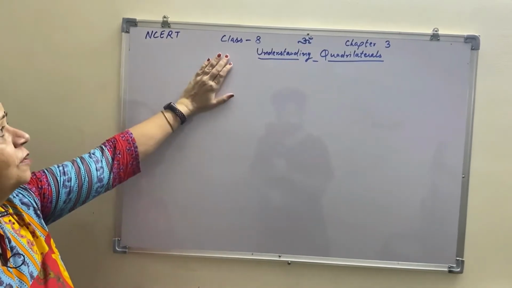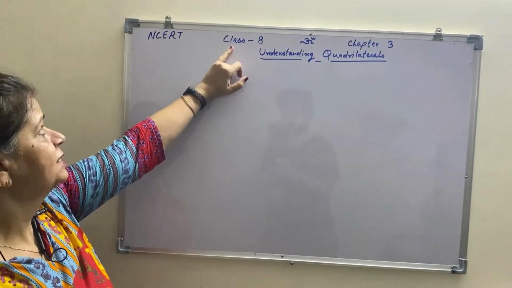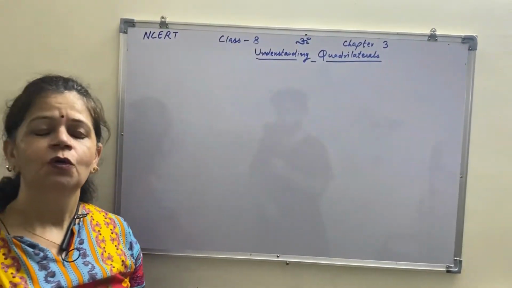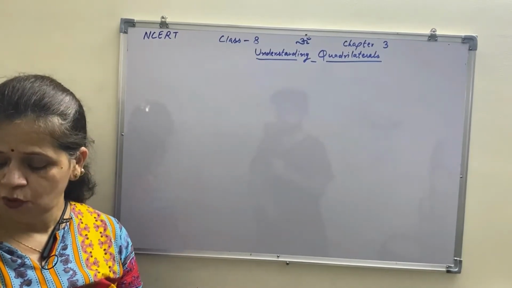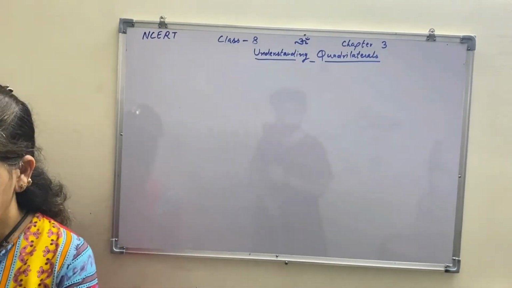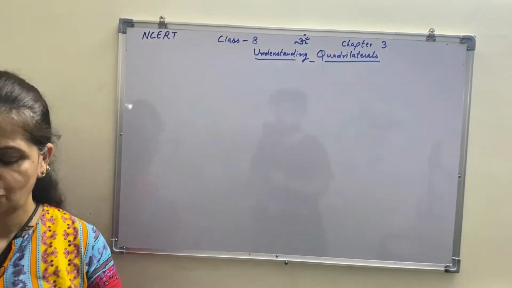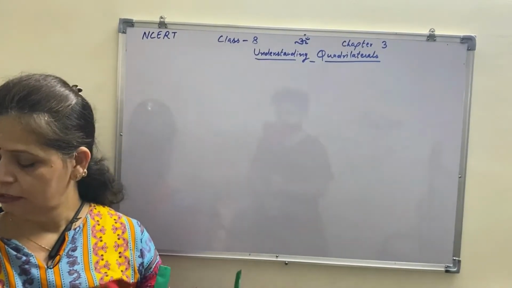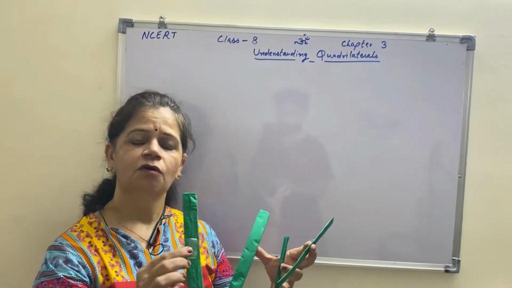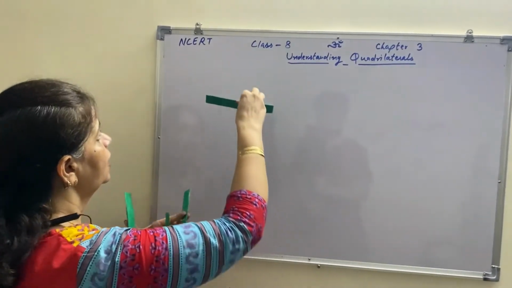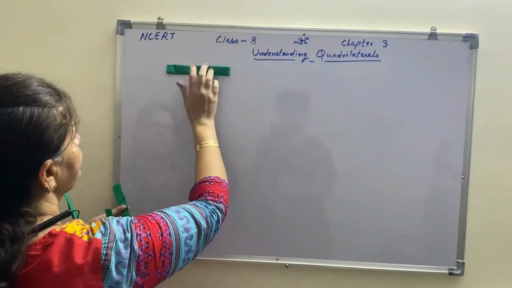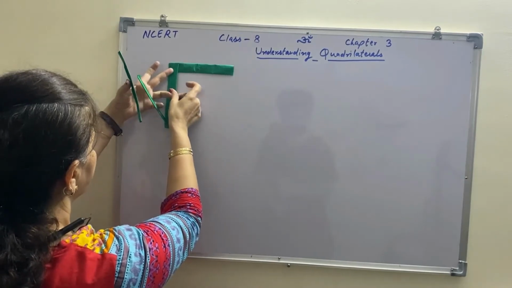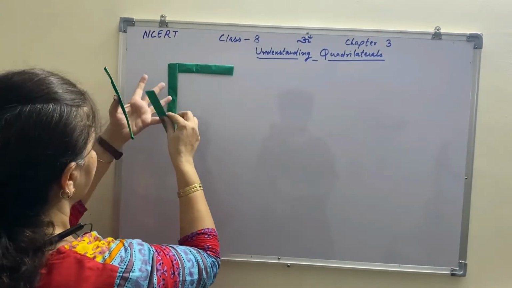Today we will continue chapter 3 of the Class 8 NCERT, Understanding Quadrilaterals, and we will learn about some more quadrilaterals. For that I have taken 4 stripes of equal length, because in the quadrilateral we are going to learn today, all the 4 sides are the same. So I am placing one length like this, and they are all the same, and I have taken the same color also because they are the same length.